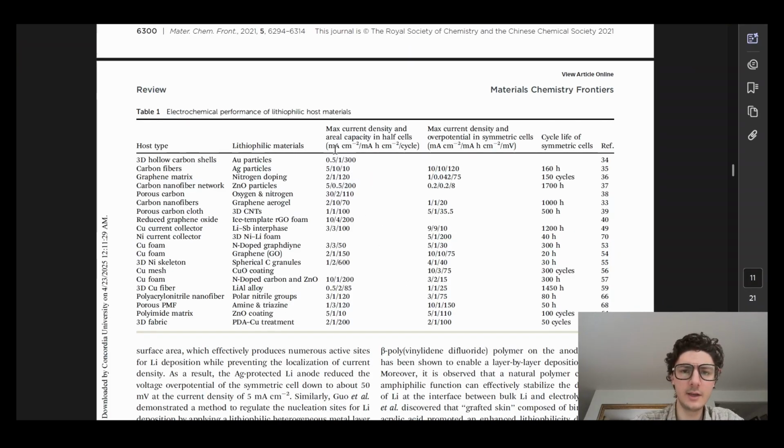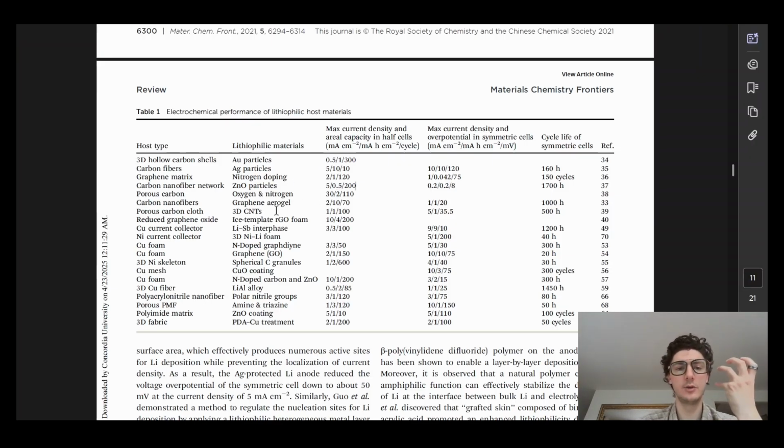Interesting. And here we got max current density. I think a higher current density is better in this case. So it's split up into milliamp per centimeter squared, milliamp hour per centimeter squared, and cycle. So the gold one here lasted 300 cycles. The silver one lasted 10 cycles. The zinc oxide lasted 200 cycles. Some interesting data here, and this is kind of what I've been trying to find here.